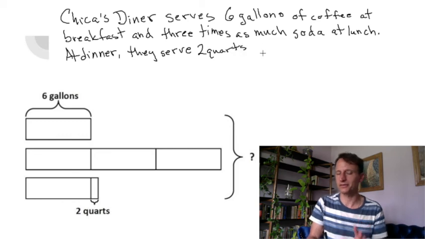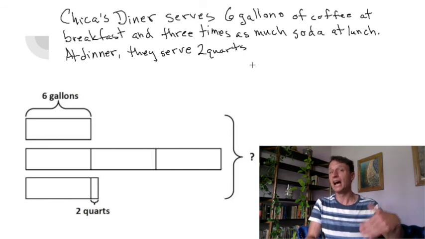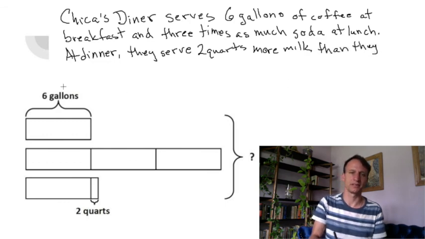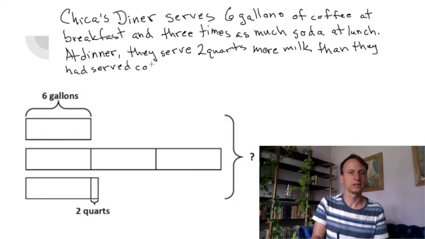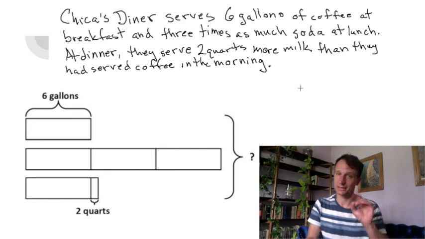We just have to be very specific in our wording here when you're doing different things. So I want to do one that was a little more complicated so you could see how complicated it gets and then decide if you want to do that. They serve 2 quarts more milk than, and this is where you have to be specific, than they had served coffee in the morning. Okay? Now, we can even be tricky and ask for the entire answer in quarts.